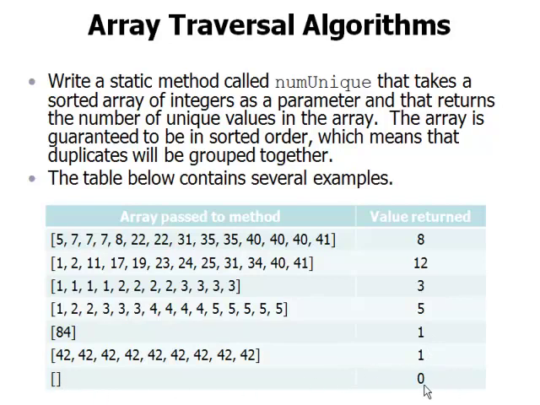We could have an empty array. There are no unique values in an empty array. So these are all cases that we're going to have to consider in writing our solution.